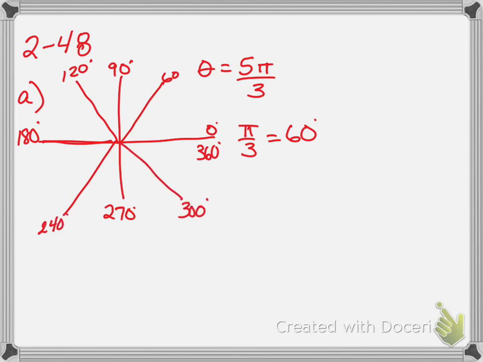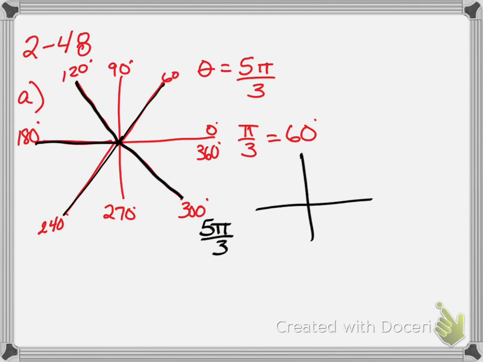So what I really did was I counted by pi over 3s. So 1 pi over 3, 2 pi over 3, 3 pi over 3, 4 pi over 3, 5 pi over 3 would be right there. So to sketch that, you would just do your initial side to your terminal side. And that would be a sketch of 5 pi over 3.